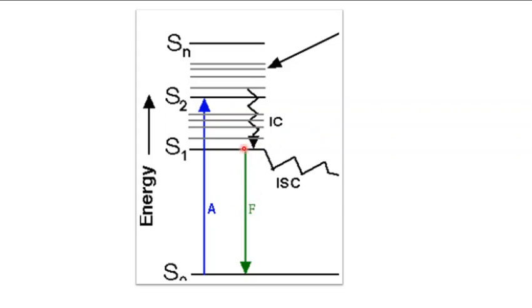And when coming back to the ground state from this state, the molecule will lose energy in the form of radiation, and this is what we call fluorescence.